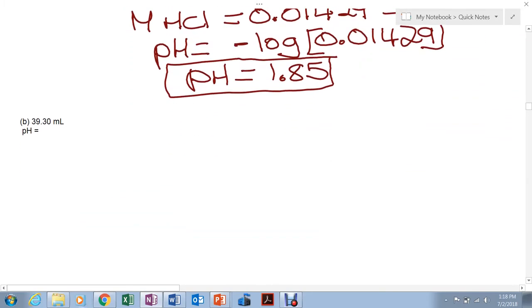Now we got 39.30 milliliters of NaOH. So again, we have the same amount of moles of acid initially, because we're going to do it all over again. You can do the difference, but I do not recommend you to do it. Between 39.30 and 30, you add 9 more. But no, I'm going to do it the other way. Takes a little bit, but you got 0.0040 moles of HCl.